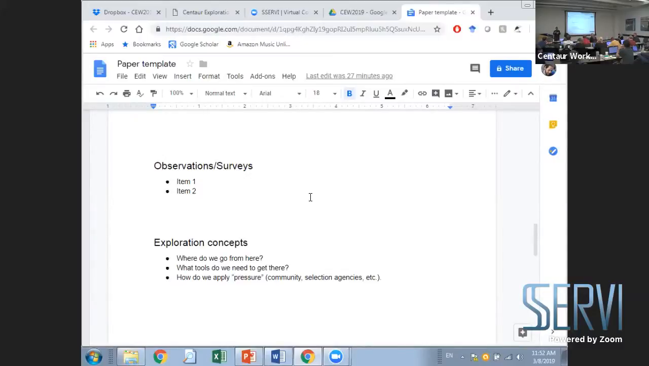So that's the general structure. It's not set in stone. It's set in Google Doc, which means that it's fluidic. We can change the structure. This is a stepping off template.